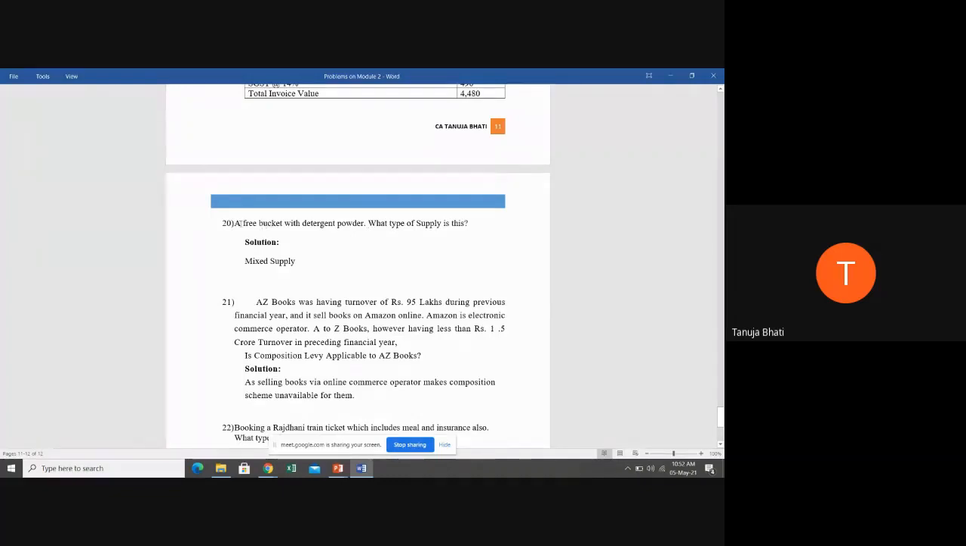So they are not naturally bundled. So can you all tell me what type of supply this is? A mixed supply. Is this clear to everyone why it is a mixed supply? When you write a solution, instead of just writing mixed supply, you can write that as per section 8, mixed supply is a supply where two or more products have been supplied but which are not naturally bundled with each other, and that can be sold individually as well. Therefore, the bucket can be sold separately from the detergent powder. Therefore, it is a mixed supply.